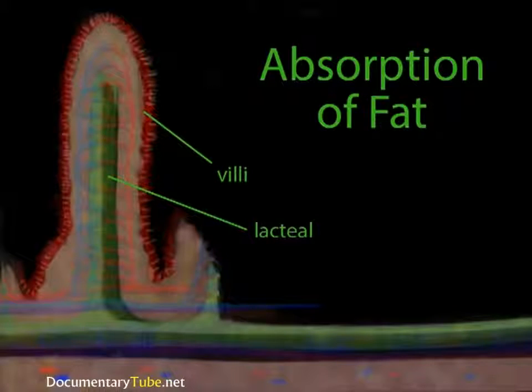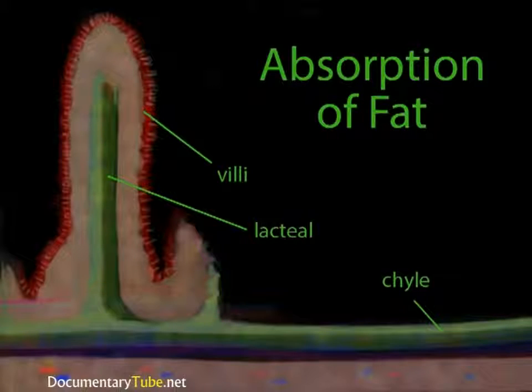The liquid in the vessels takes on a milky color. Instead of being called lymph, this fluid is called chyle. The chyle eventually gets dumped in the subclavian vein, just like lymph. That is how the fats enter the circulatory system.